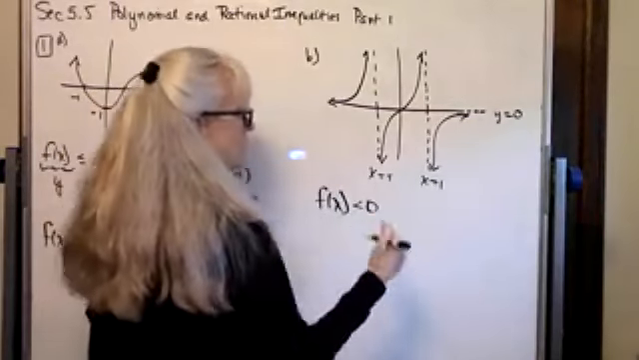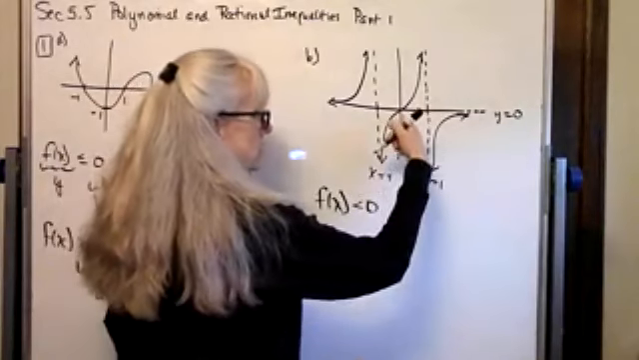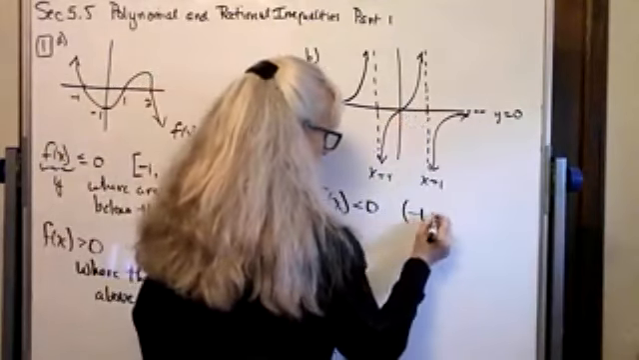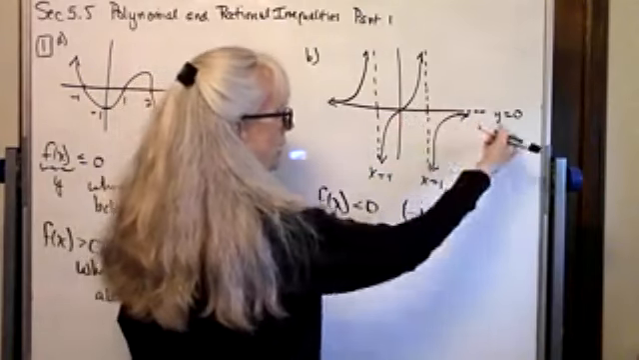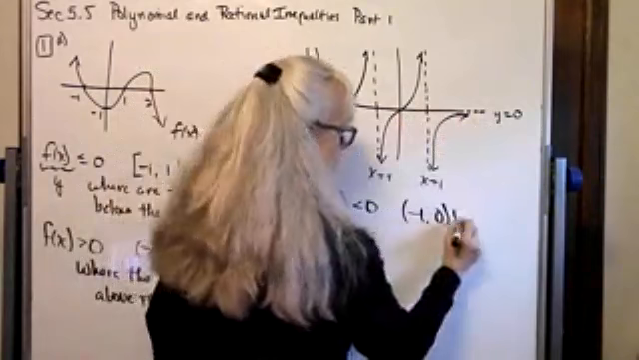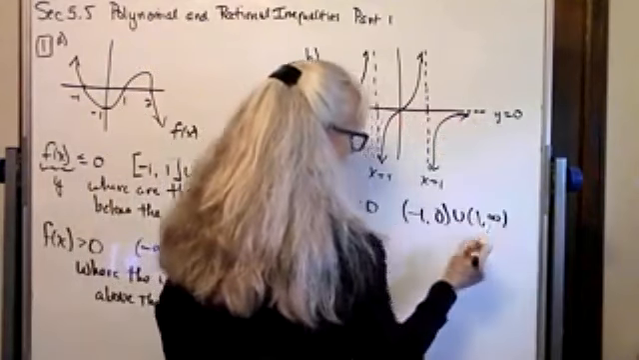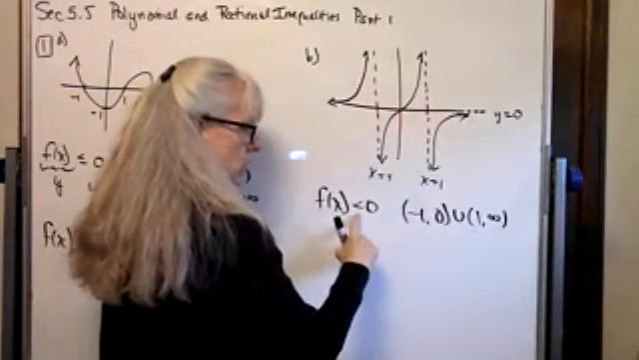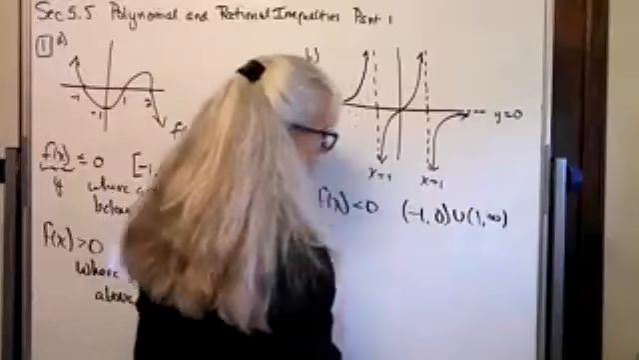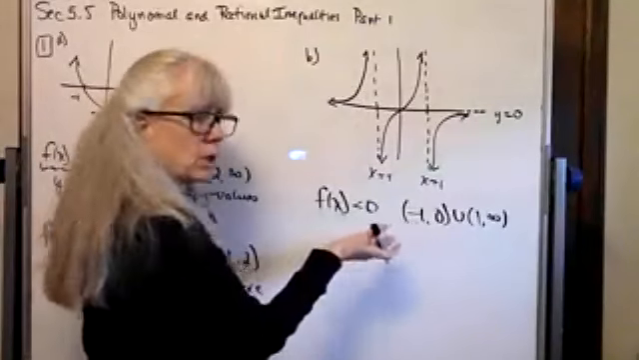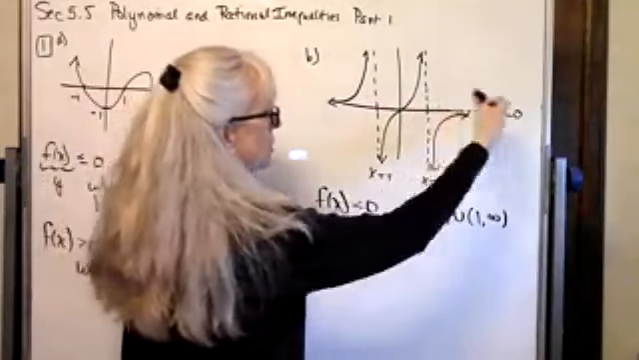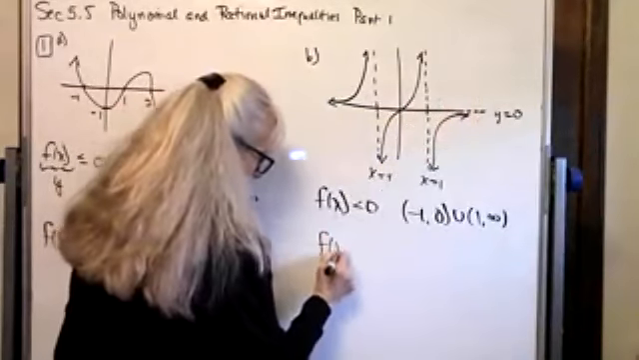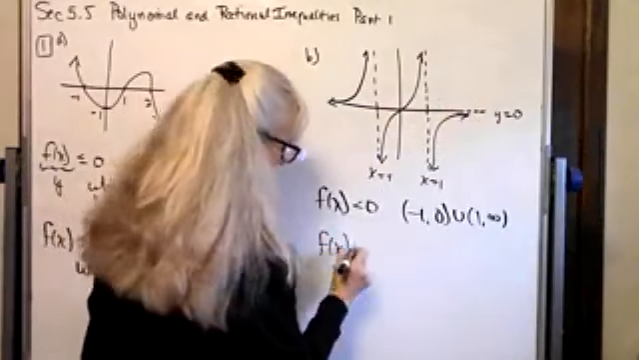So this graph is below the x-axis from -1 to 0. And it's also below the x-axis between 1 and infinity. So this piece of the graph is below the x-axis. Now, the inequality here does not include the endpoints, so there's no issue. So we're saying that the graph has negative y values between -1 and 0, and then again from 1 to infinity. The second part of that question is asking for when f of x is greater than or equal to 0.